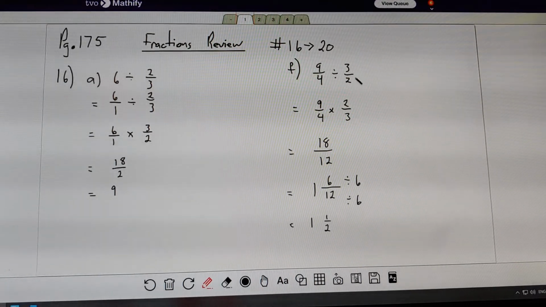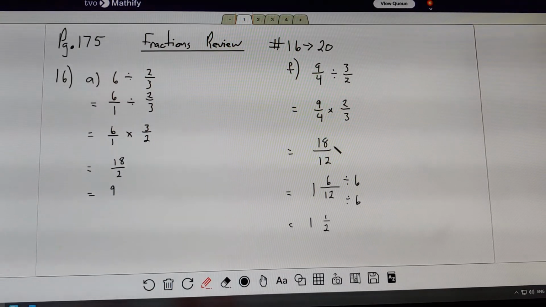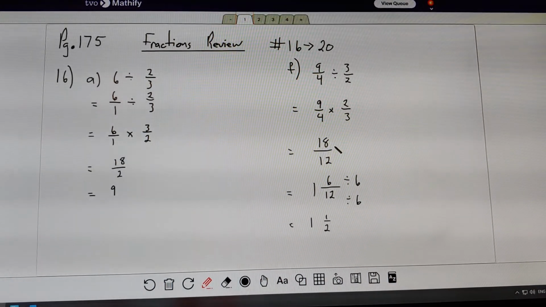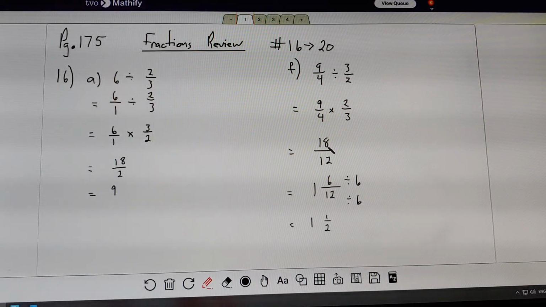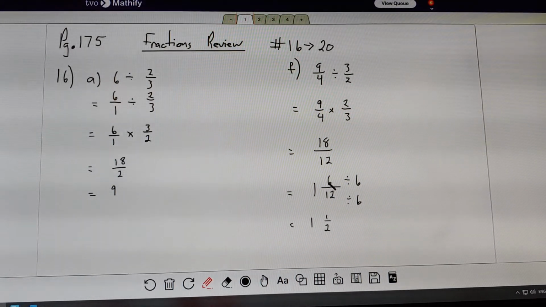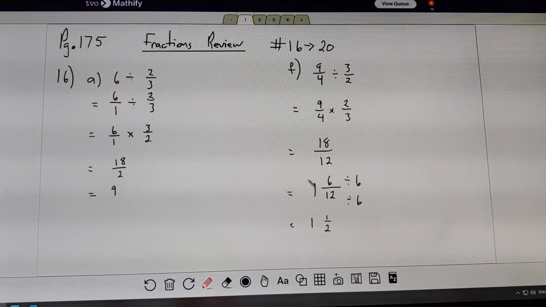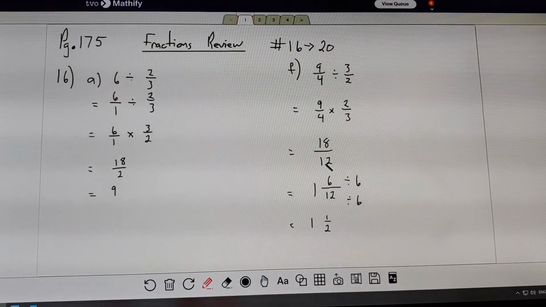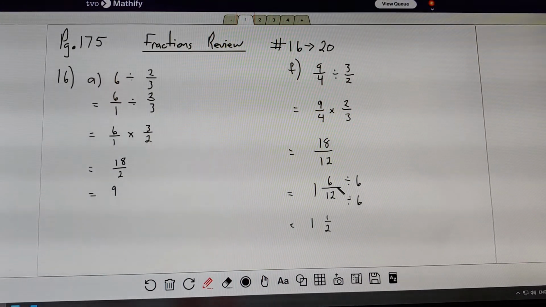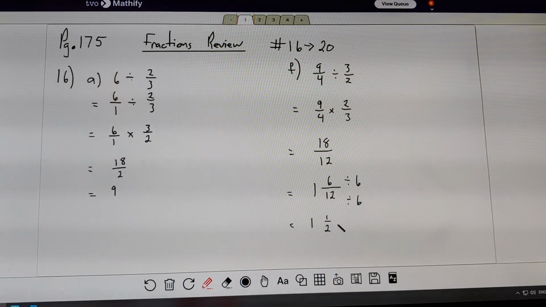And for the other one, I chose F, 9 over 4 divided by 3 over 2. Again, flip this and multiply. So 3 over 2 becomes 2 over 3. We get 18 over 12. And then how many groups of 12 go into 18? Well, 1 whole, there's 6 left over. So this is now like an improper fraction. Again, we don't want to leave improper fractions. That's why I put it into a mixed number. And then you also have to check, is it a mixed number in lowest terms? So 6/12, well, no, I can divide by 6 for both of those, and then I get 1 and 1/2.